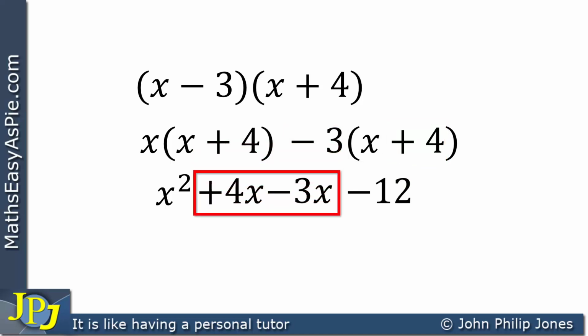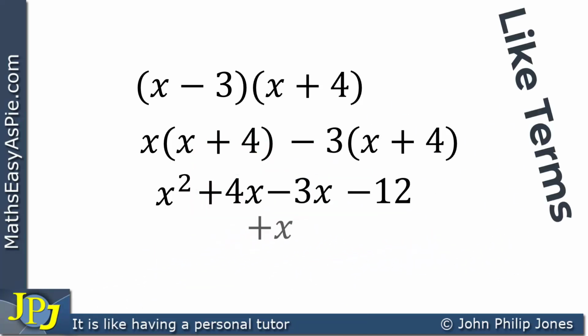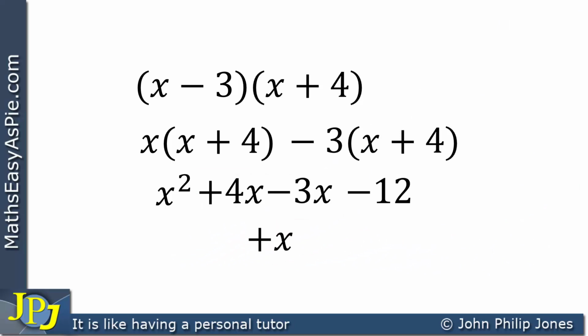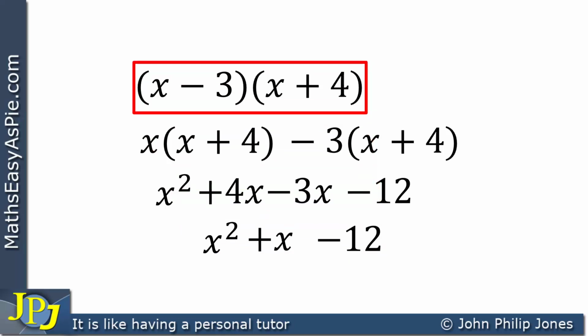You can then turn your attention to this, which is +4x minus 3x, and that will give us +x, plus 1x, which we write as +x. And then you bring down the x squared and the -12, and what we have is that this is the product of these two binomial expressions.